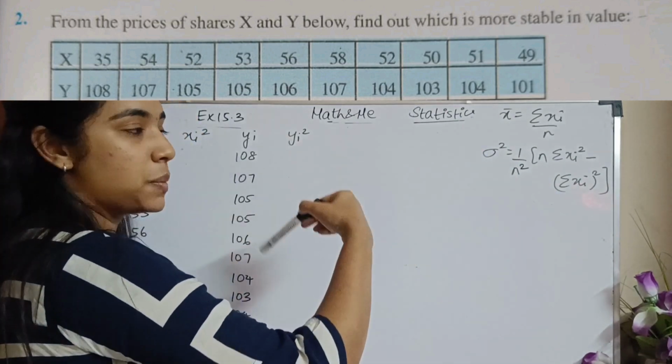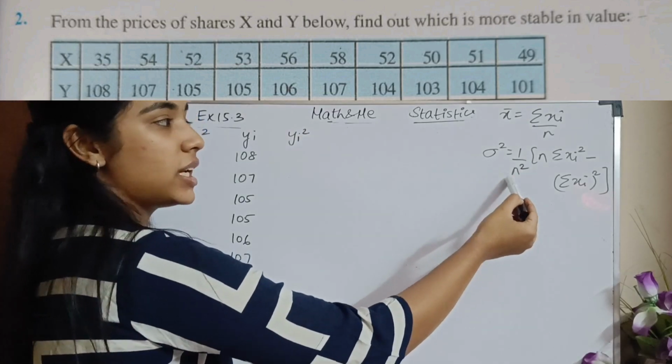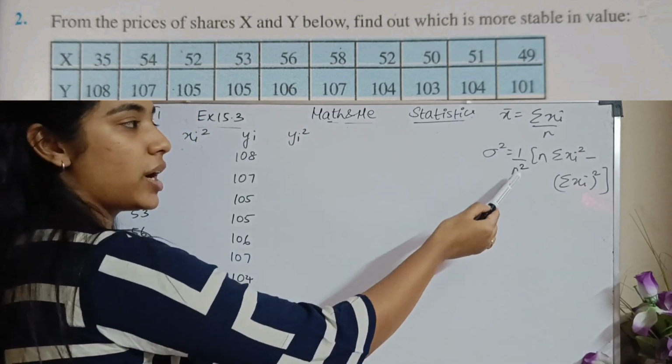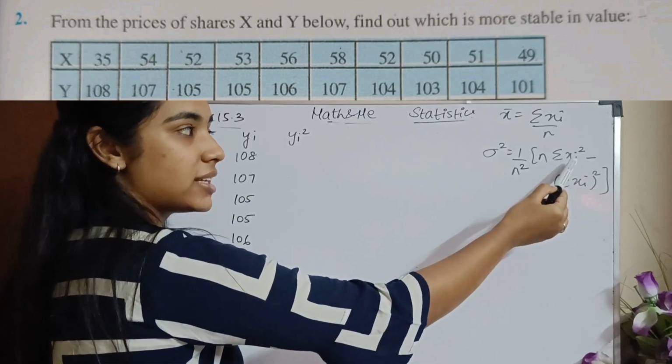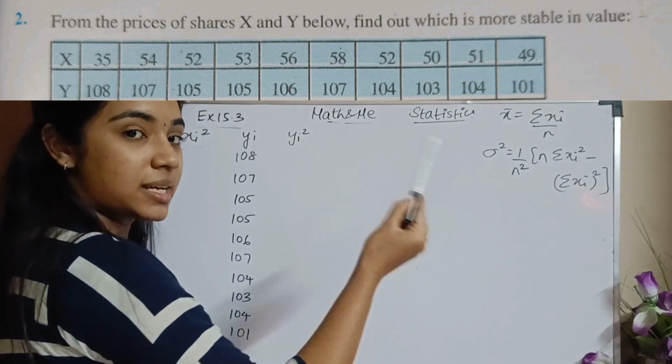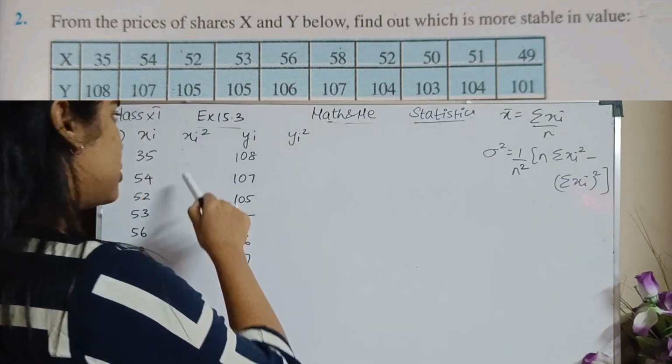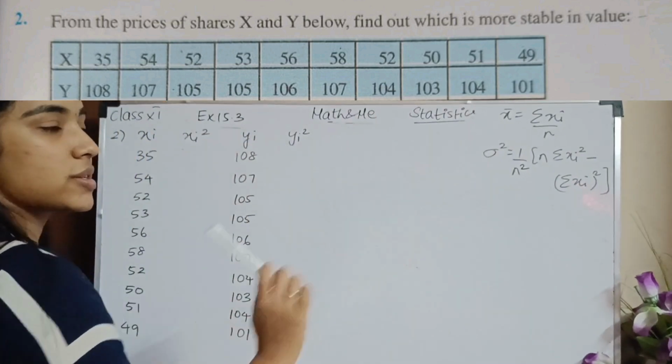Correct? Now in the frequency you are only left with the number of terms. You do not have the capital N. You have the small n. So 1 divided by n square, n times sigma fi xi square minus sigma xi the whole square. Okay. So I need to find out my xi square and yi square. I need to substitute in the formula.